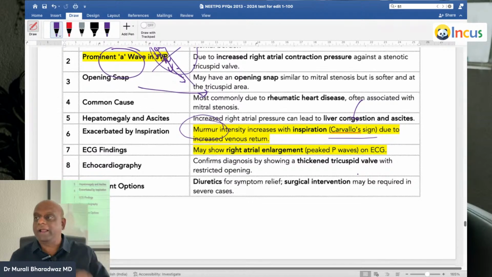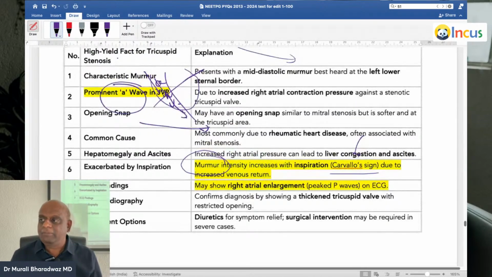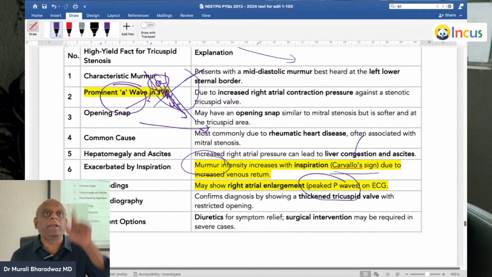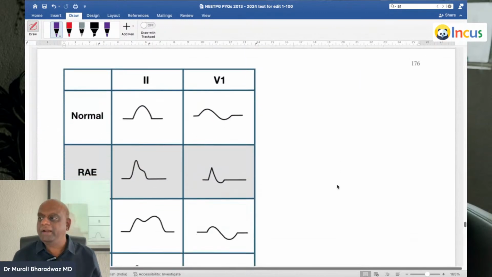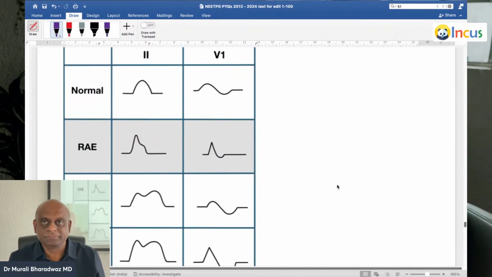And whenever tricuspid stenosis is there, the blood in the right atrium cannot easily move into the ventricle. So the right atrium undergoes enlargement, which will be reflected in the ECG as a peaked P wave. Peaked P wave.